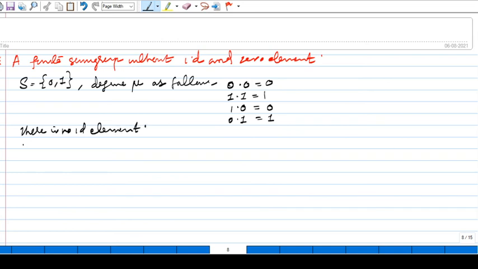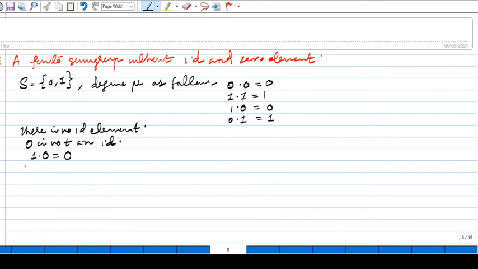In order to show there is no identity element, first I have to show 0 is not an identity. How? Because in the multiplication rule, 1 times 0 is 0, right? It is not 1. If 0 is an identity element, 1 times 0 must be 1, but in this case 1 times 0 is 0. So that is a contradiction. So 0 is not an identity element.